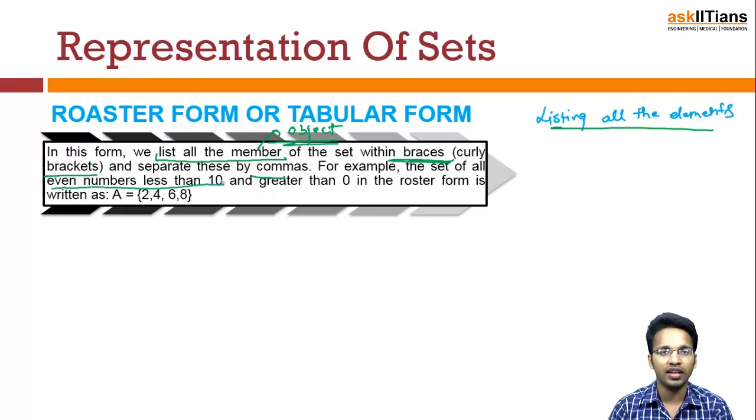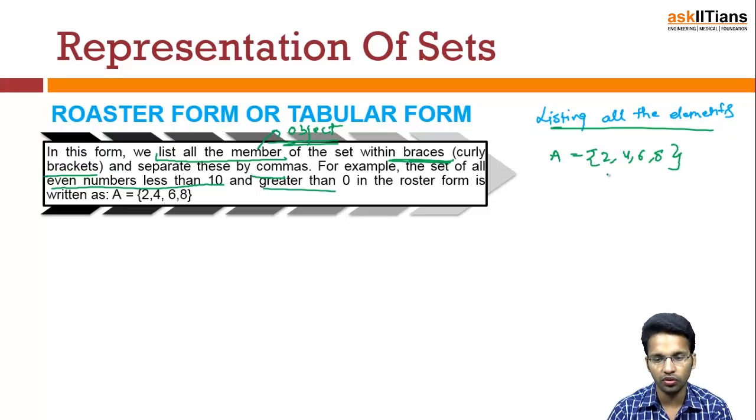Okay, same. The set of all even numbers less than 10. Now if somebody says represent this as a set of all even numbers less than 10, I will be writing it as A is equal to {2, 4, 6, 8}. And again greater than 0 is also given, so 2, 4, 6, 8 is written as this one. So this is the roster form.